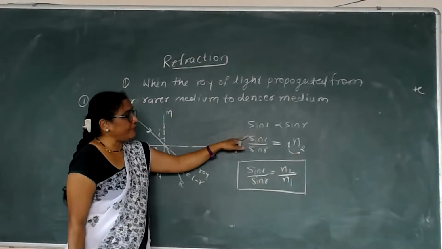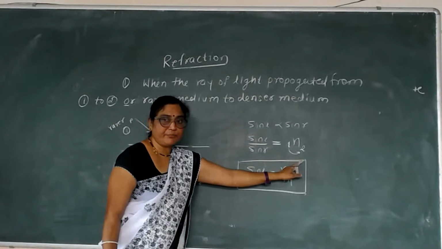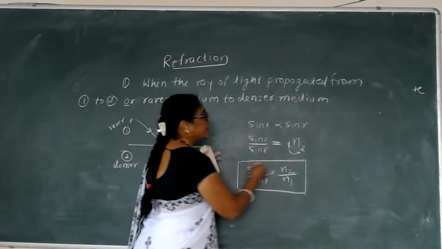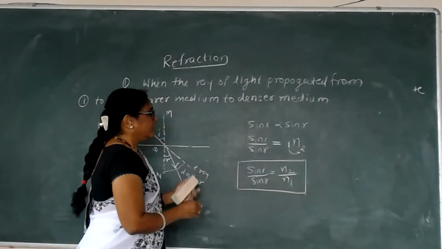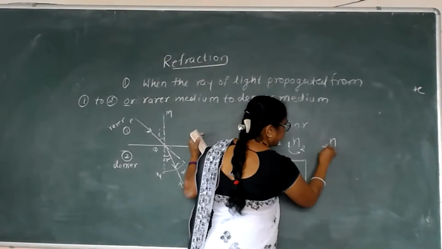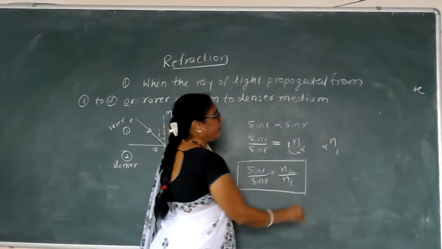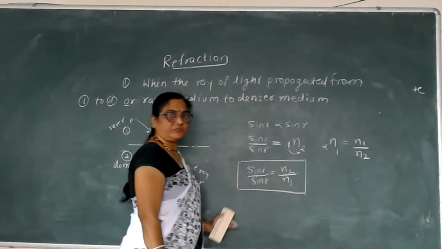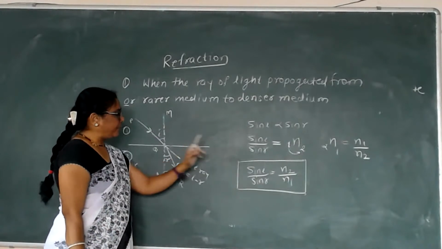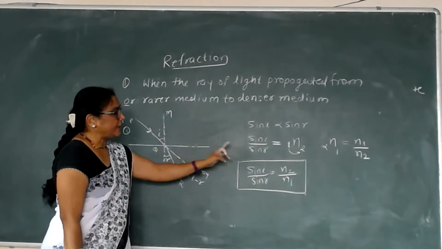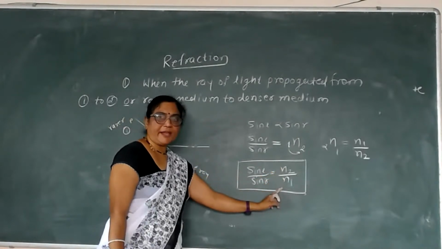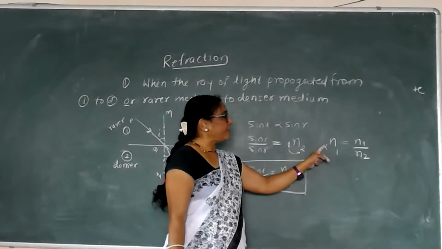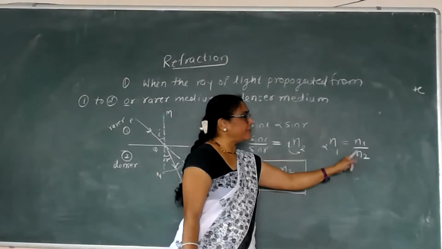When the ray of light is propagated from one medium to the other, we write the formula n2 by n1. Otherwise, if the ray goes from the second medium to the first medium, we write n1 divided by n2. We apply Snell's law: sin I by sin R is equal to n2 by n1. When the ray of light is propagated from denser to rarer, we use the formula 2 to 1, meaning n1 by n2.